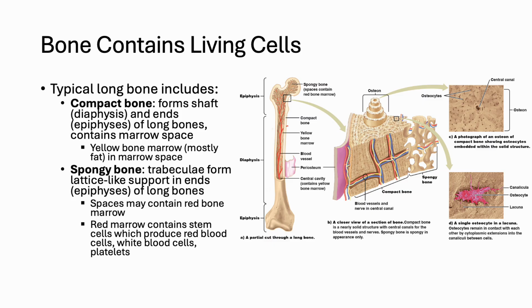The balance of marrow types reflects changing needs. Children have more red bone marrow for rapid growth and blood production, while adults have more yellow bone marrow.